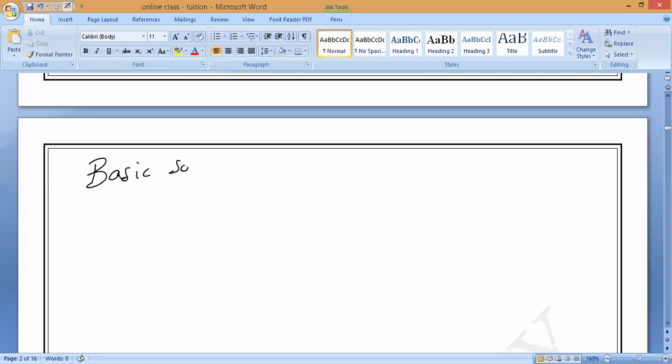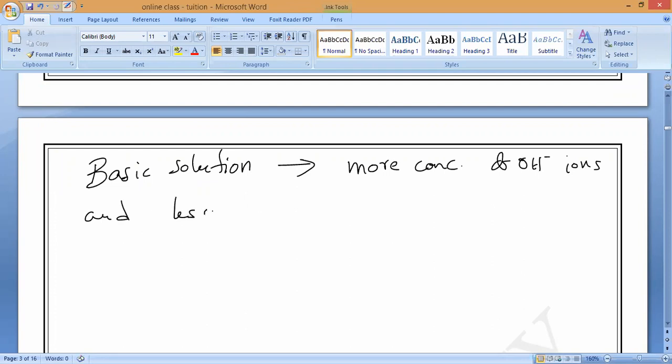So a basic solution is formed by what? A base is dissolved in water. A basic solution contains a higher concentration of OH minus ions and a lower concentration of H plus ions. Remember. So now, if you really understand, you may answer my question.